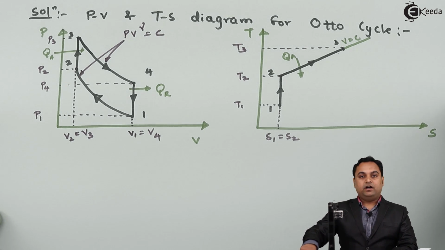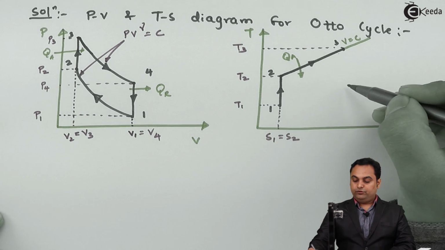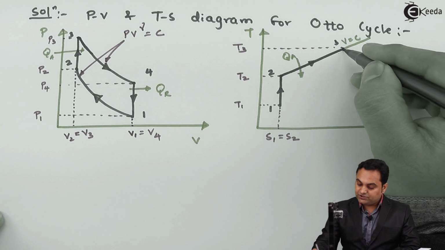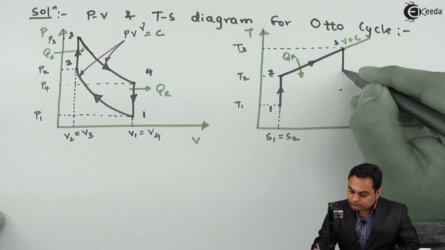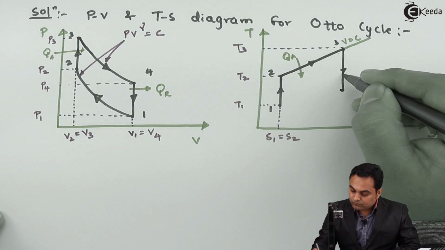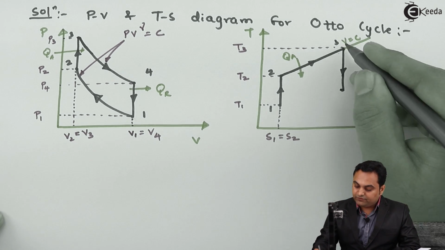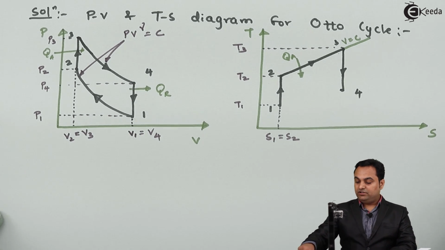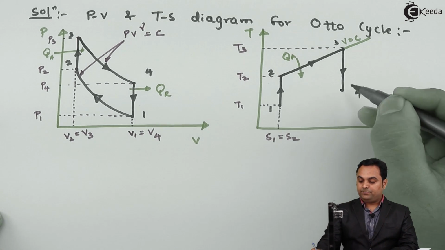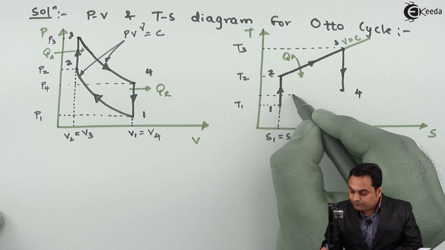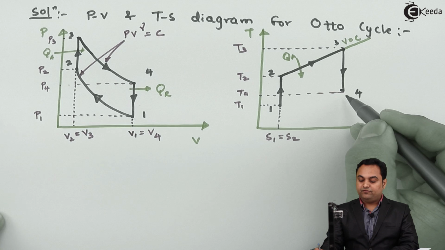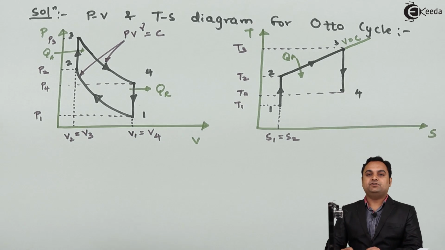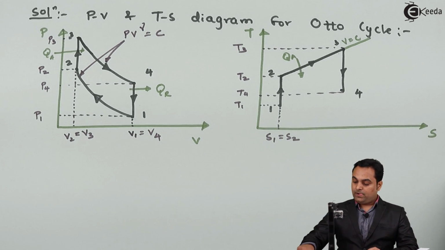Next, after reaching point 3, 3 to 4 will be isentropic expansion. As we see, during the expansion process, temperature drops from T3 to T4, and that drop in temperature is utilized as the work output.